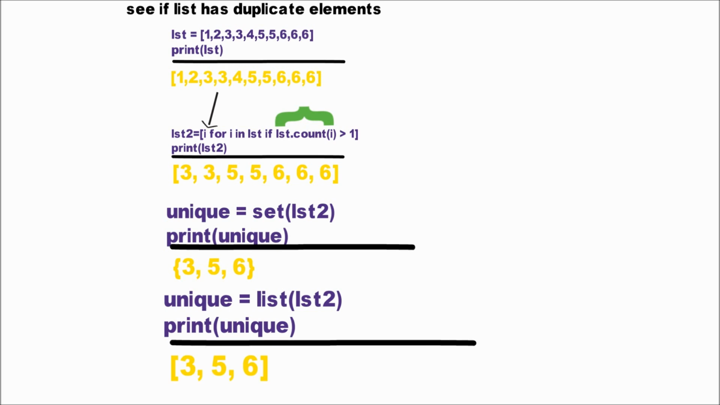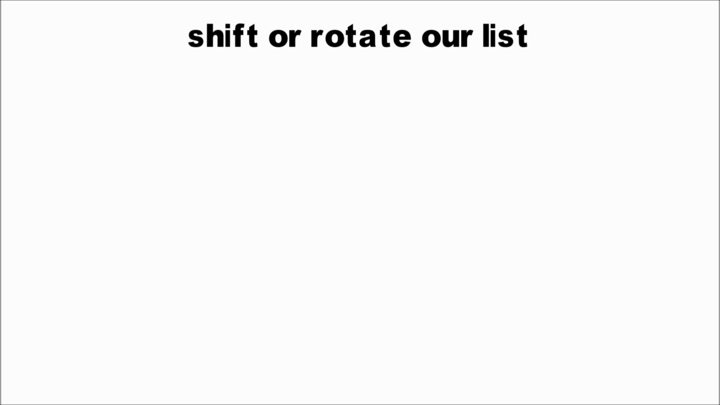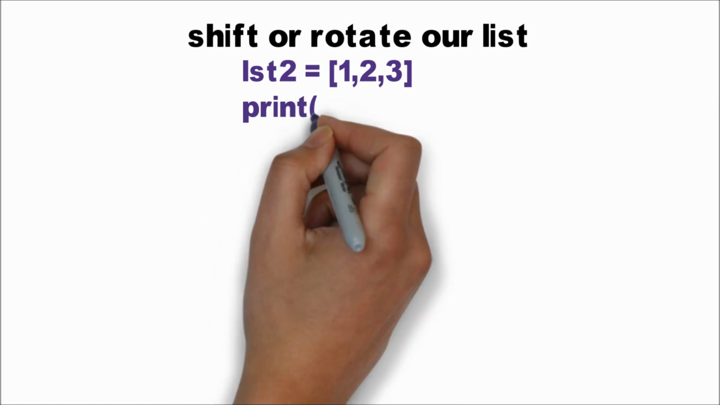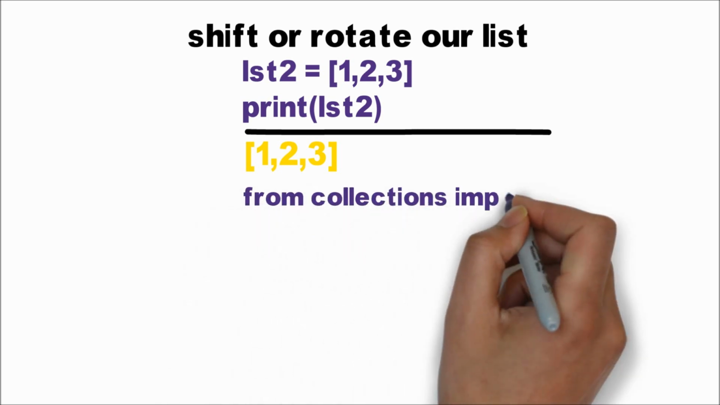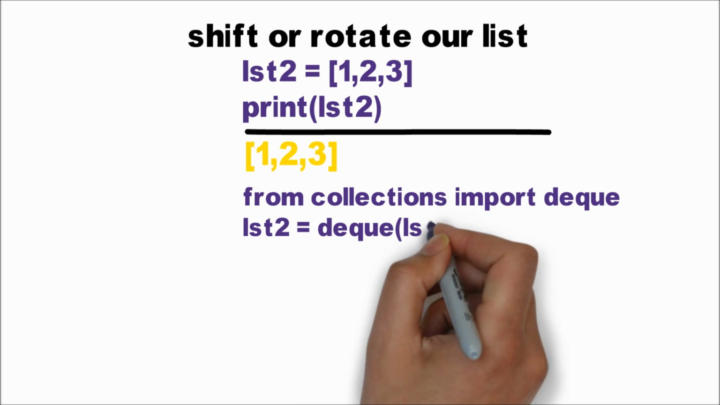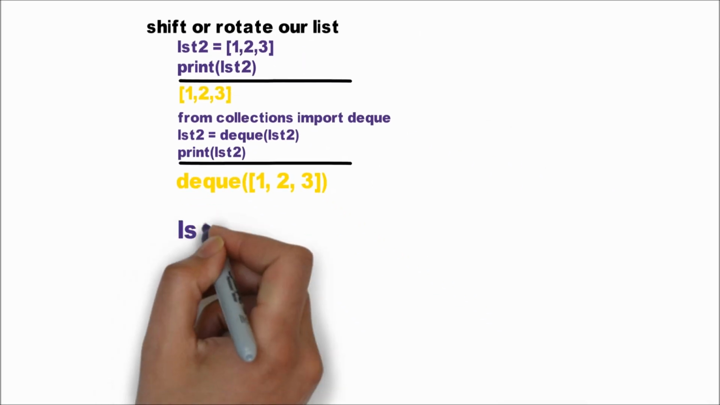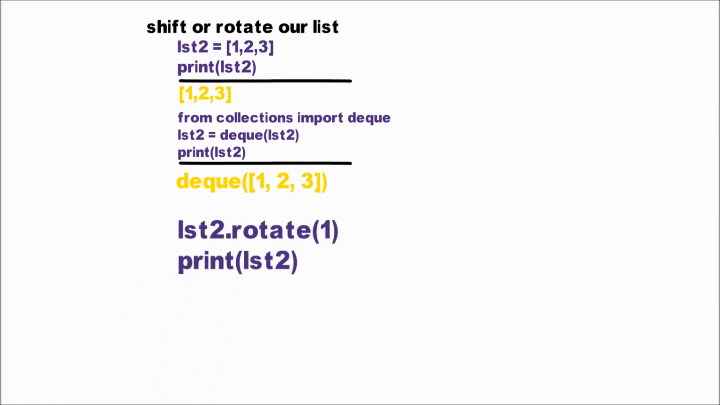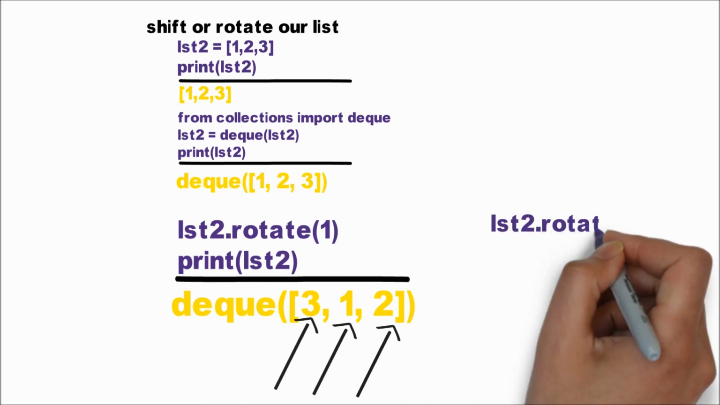Next, we shall see how to shift or rotate our list. Let's create a list lst2 equal to 1, 2, 3. In order to rotate our list, we can do so by importing a module called deque inside collections. We shall convert our list to a deque first, so lst2 equal to deque of lst2. Let's try to rotate our list to the right by writing lst2.rotate 1. We can observe that the items are rotated to the right by 1.